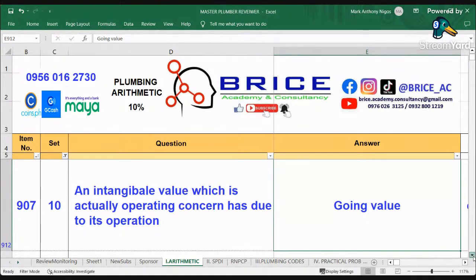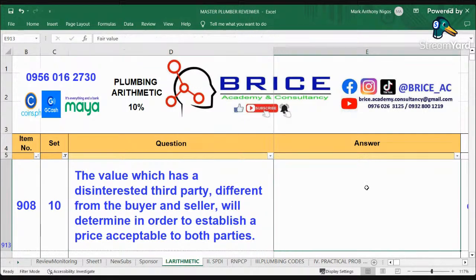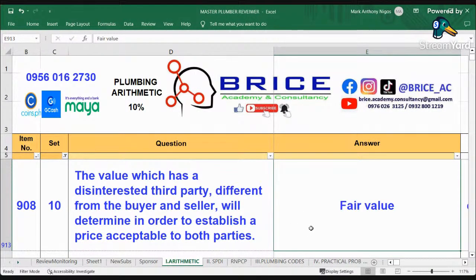908. The value which a disinterested third party, different from the buyer and seller, will determine in order to establish a price acceptable to both parties. The answer is fair value.